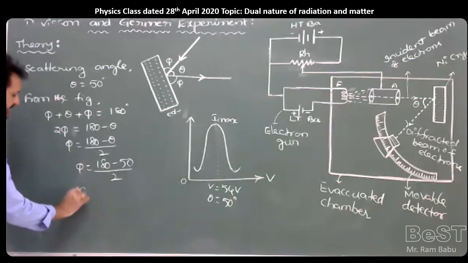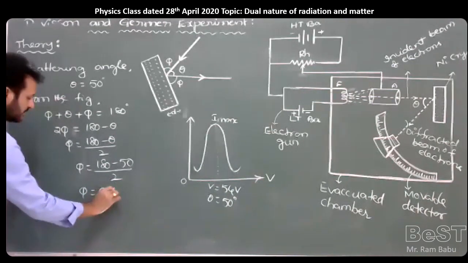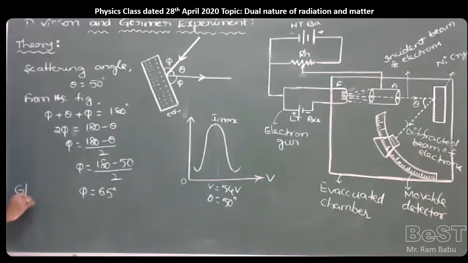That is equal to 65 degrees. So this phi is called the glancing angle. Phi is equal to 65.